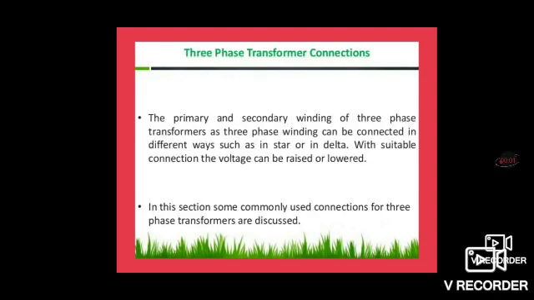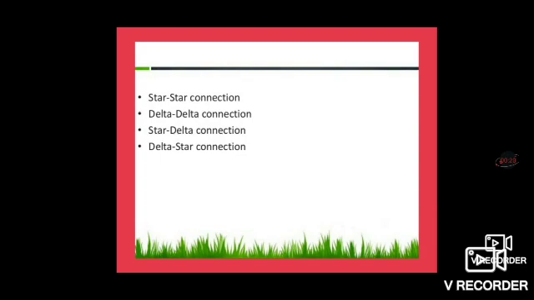Three-phase transformer connections. The primary and secondary windings of three-phase transformers can be connected in different ways, such as in star or in delta. With a suitable connection, the voltage can be raised or lowered. In this section, some commonly used connections for three-phase transformers are discussed. We already know the connections: star-star, delta-delta, star-delta and delta-star. These four are the connections used in the three-phase transformer.